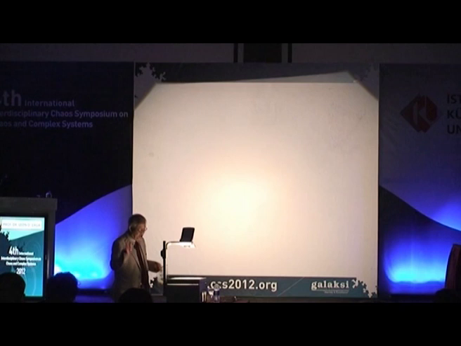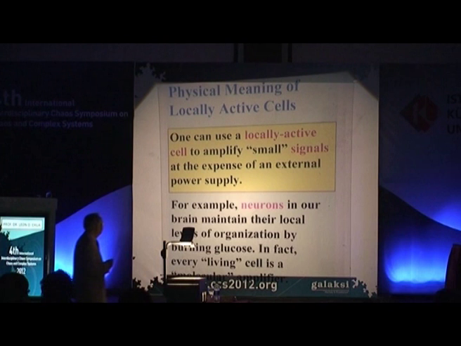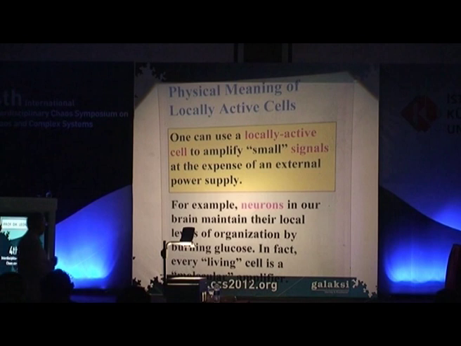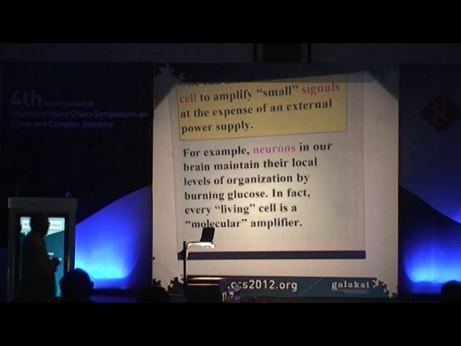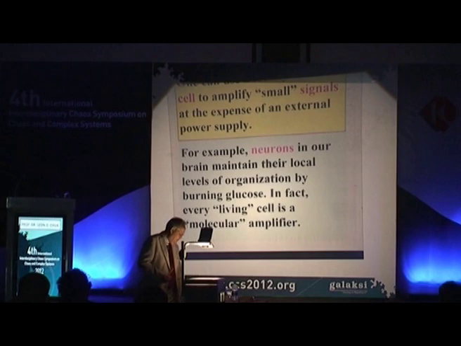So the physical meaning of local activity says that one can use a locally active cell to amplify a small signal at the expense of an external power supply. So for example, neurons in our brain maintain the local levels of organization by burning glucose. In fact, every living cell is a molecular amplifier.